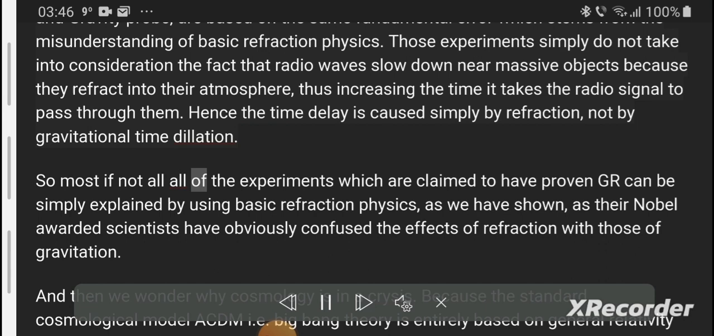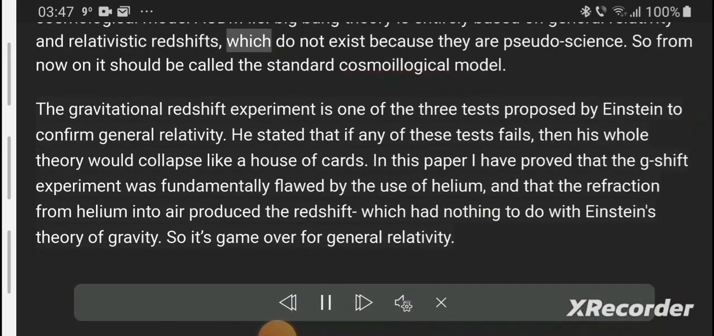So most if not all of the experiments which are claimed to have proven GR can be simply explained by using basic refraction physics, as we have shown, as their Nobel-awarded scientists have obviously confused the effects of refraction with those of gravitation. And then we wonder why cosmology is in a crisis. Because the standard cosmological model ΛCDM, i.e. Big Bang Theory, is entirely based on general relativity and relativistic redshifts, which do not exist because they are pseudoscience. So from now on it should be called the standard pseudoscientific model.